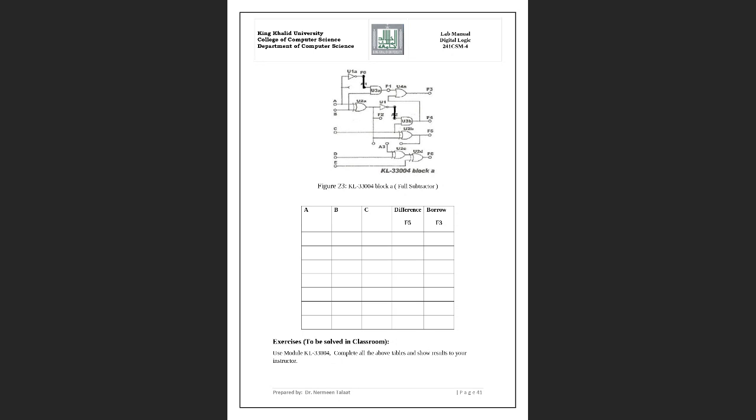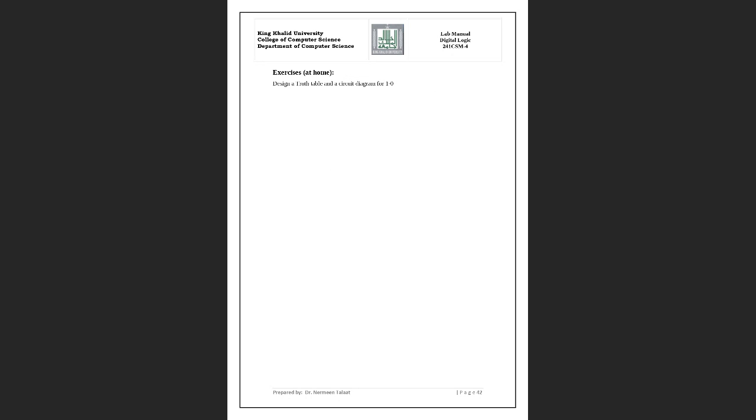Then after that, the activity for today's lecture is design a truth table and a circuit diagram for 1 minus 0. So this is about half subtraction. 1 minus 0 means A you are taking as 1 and B you are taking as 0. So write the truth table for this. This will give you the answer for today's class. Very simple exercise. You just take 3 minutes for solving this one.